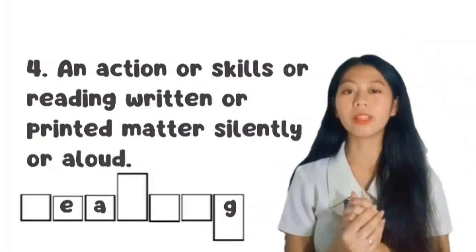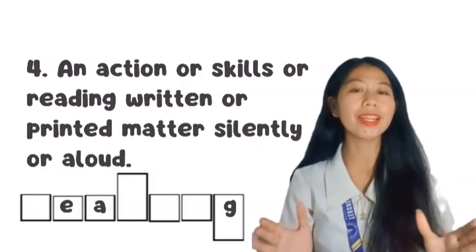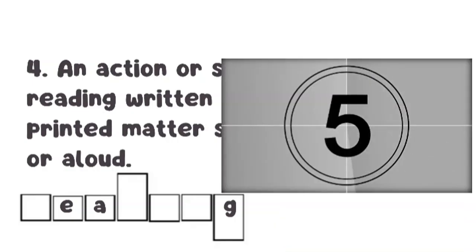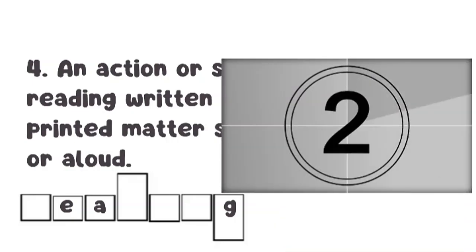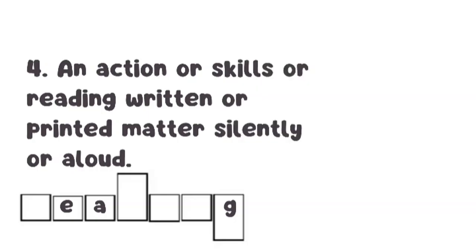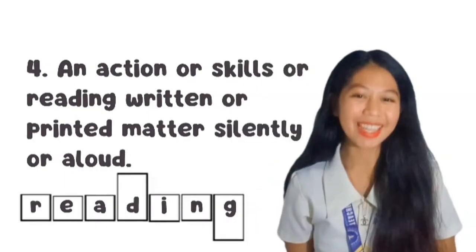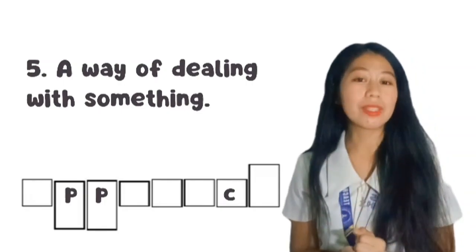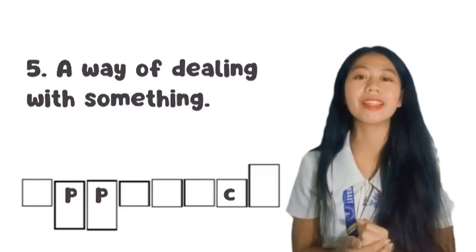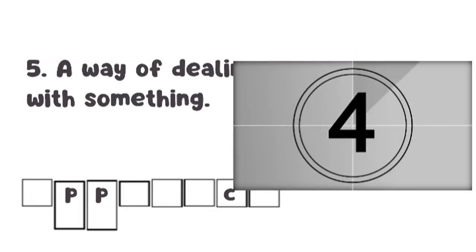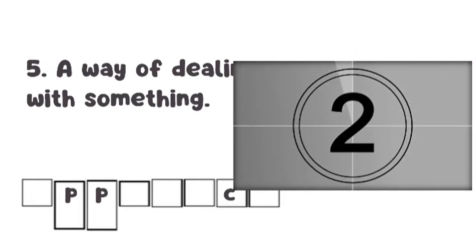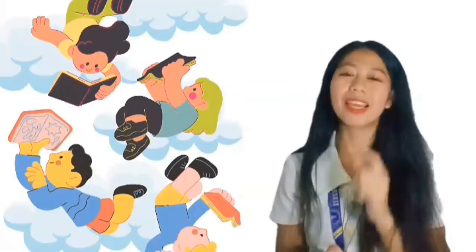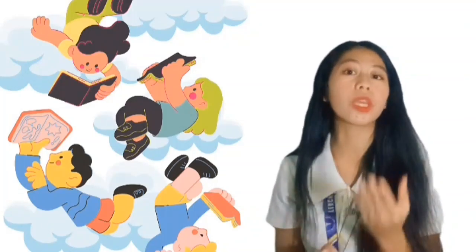So how about number 4? An action or skill of reading written or printed matter silently or aloud. Correct, that is reading. How about number 5? A way of dealing with something. Will you be able to identify this one? Correct, that is approach. It seems that you already have an idea on what we will be studying in this session.